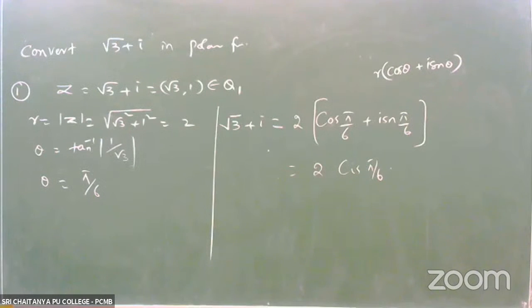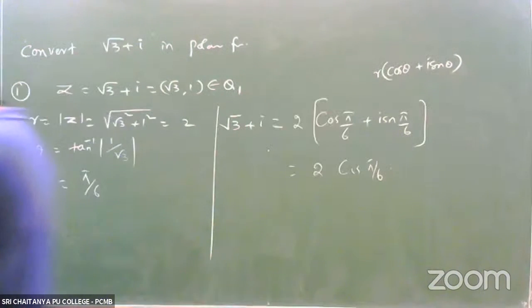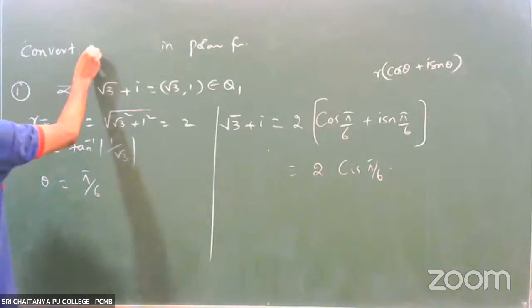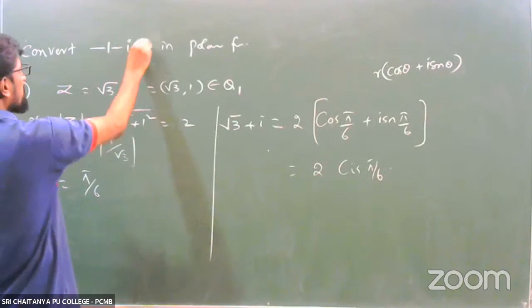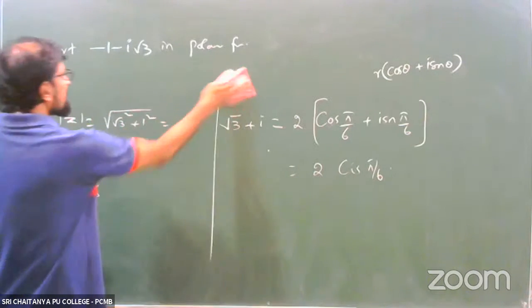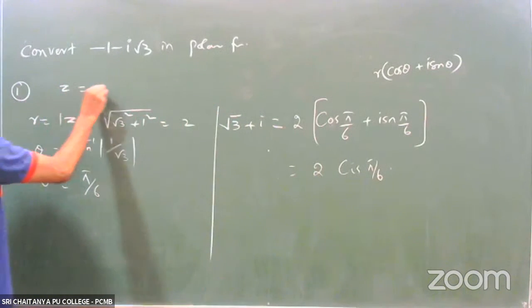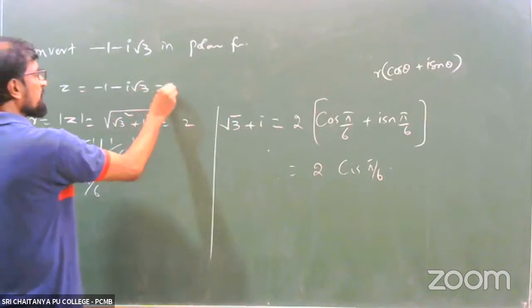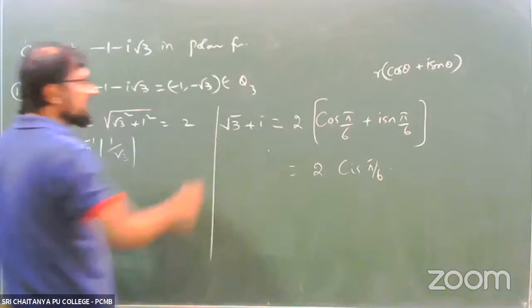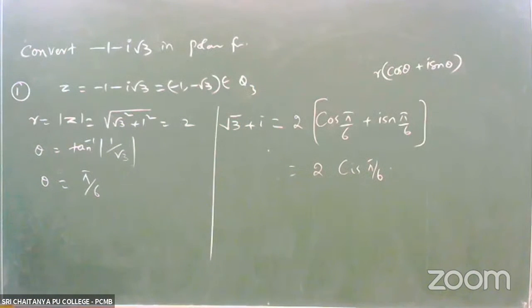Let me go through another example of this polar form. Convert -1 minus i root 3 in polar form. See, first of all, z is equal to -1 minus i root 3, which you can write as -1 comma minus root 3, belongs to the third quadrant. X negative and Y negative, right?